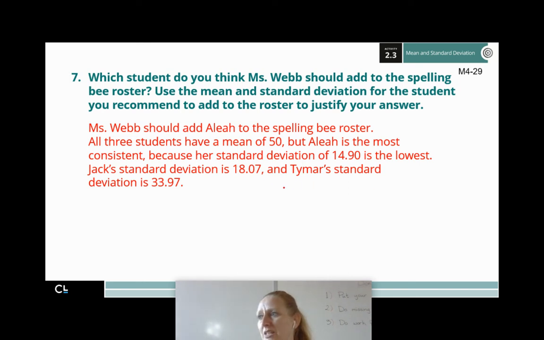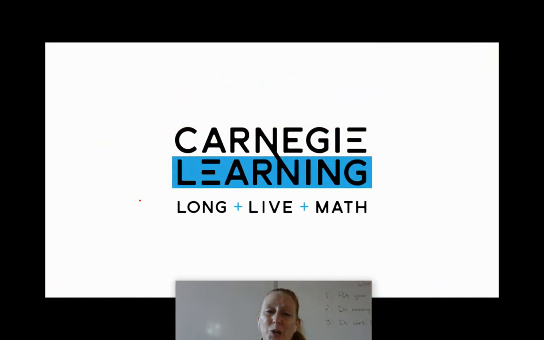Jack's standard deviation and Tamar's were just bigger, and it made them a little less consistent in their scoring. That's all.